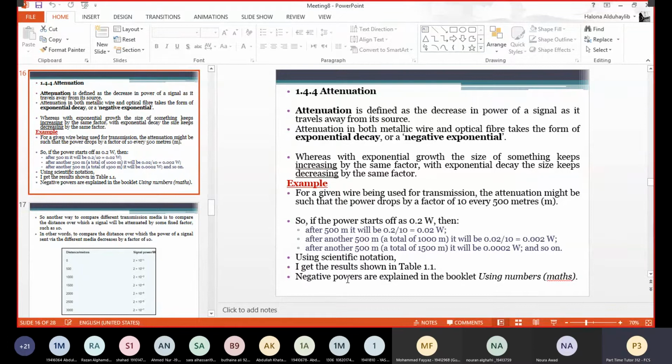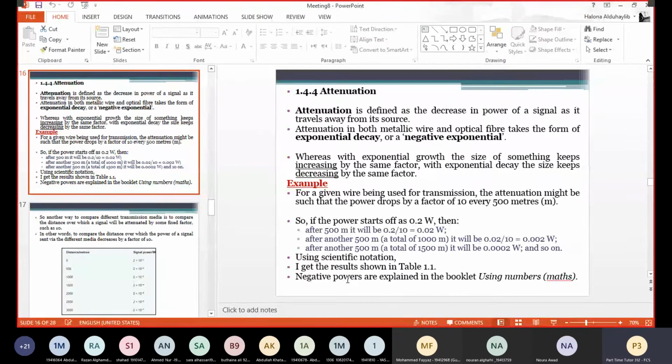Attenuation is defined as the decrease in power of a signal as it travels away from its source. So attenuation is actually how much the signal becomes weak as it travels, and this is called attenuation. Attenuation in both metallic wire and optical fiber takes the form of exponential decay or negative exponential. We can represent the value of attenuation also by using exponential values, but with negative exponential. This means minus value or minus power of 10.